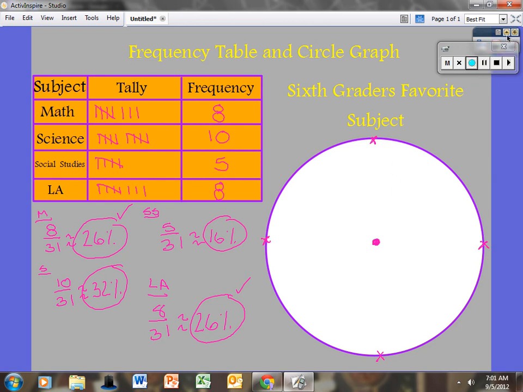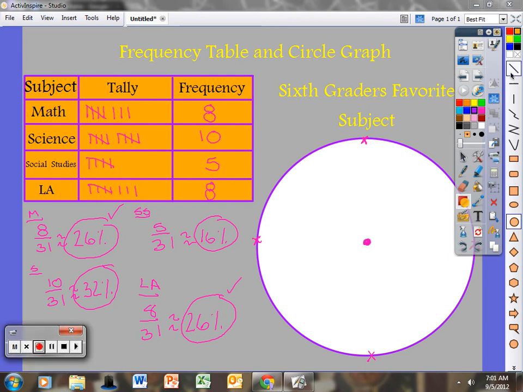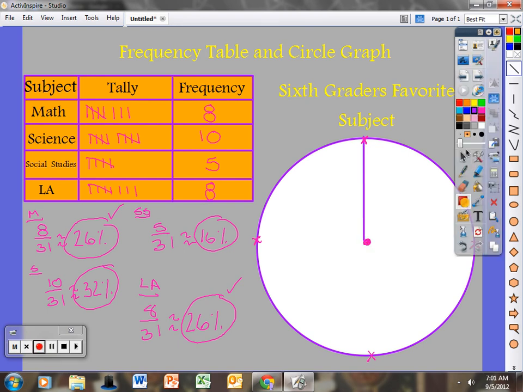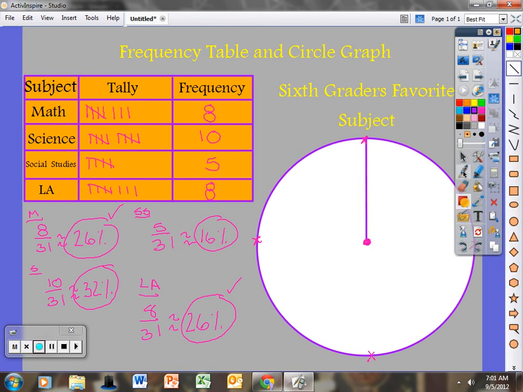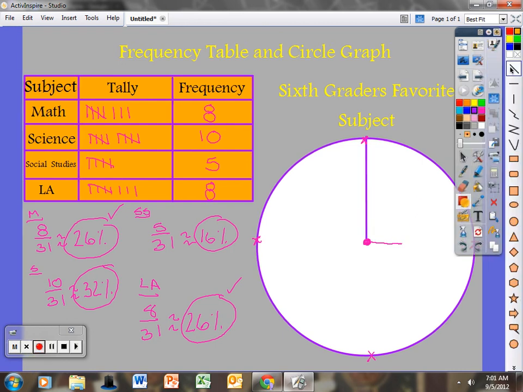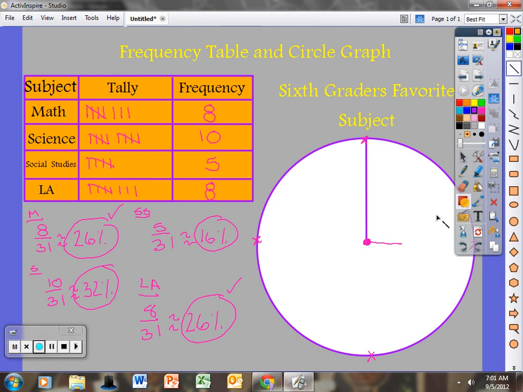So if I were to draw a straight line, let me get something to draw with. If I were to draw a line from here to here, let me move that over just a tad. Okay. Now, from here to here, that's 25%. So I'm just going to go a slight bit larger. Oh, I thought I was on my line there. Let's see here. There you go.